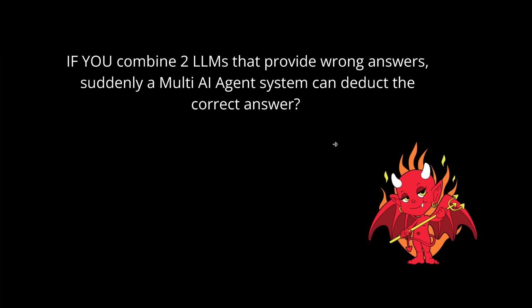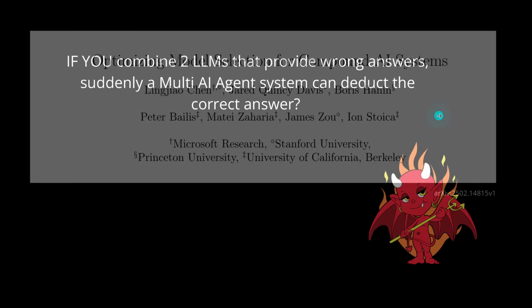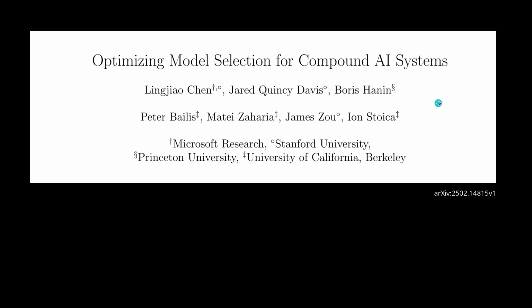And you might say, hey, wait a minute. If you want to combine two LLMs that already did provide wrong answers, suddenly a multi-AI agent system can now deduce the correct answer? Yes, absolutely. This is it. And you might say, who had this idea? Well, it's easy. Microsoft, Stanford University, Princeton University, and UC Berkeley.